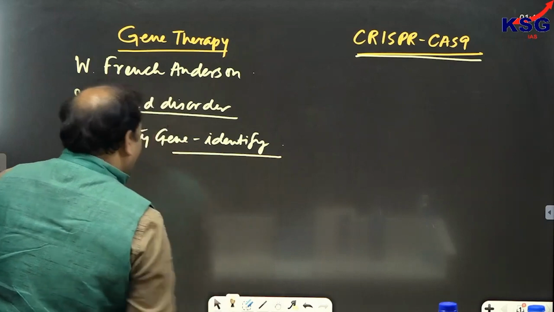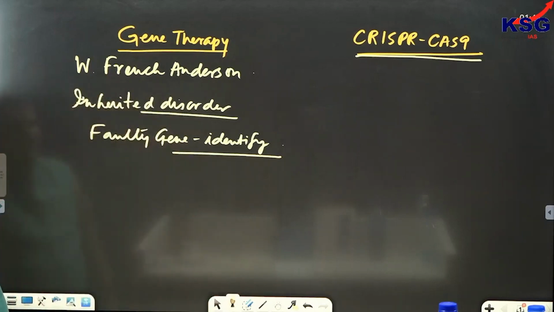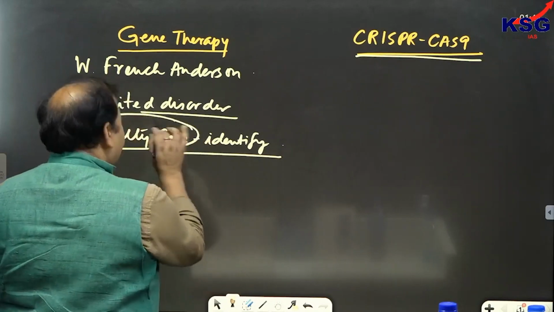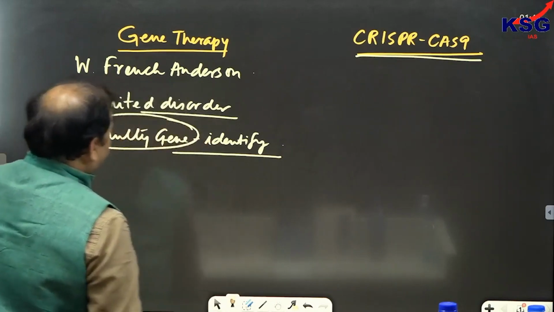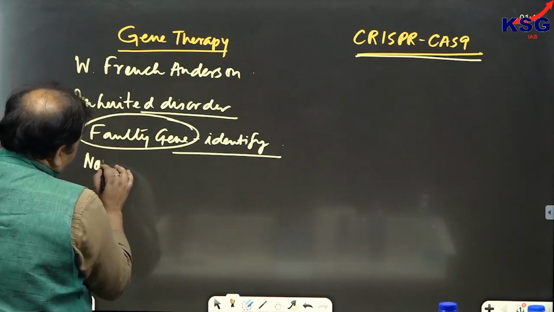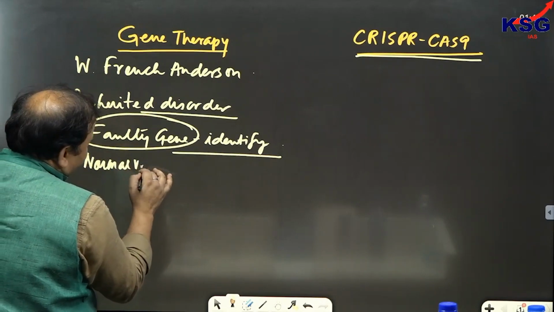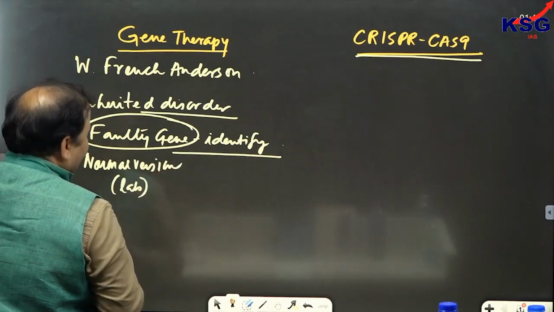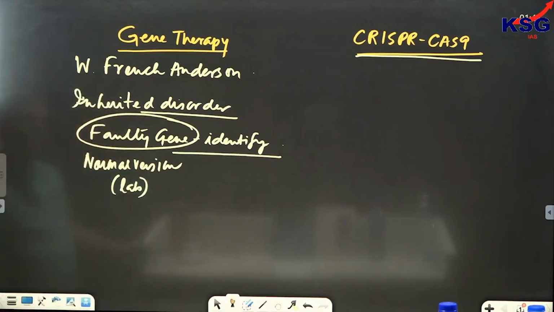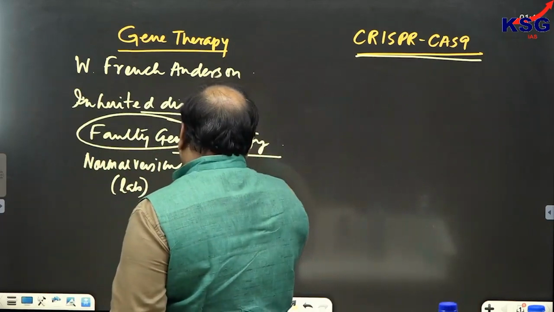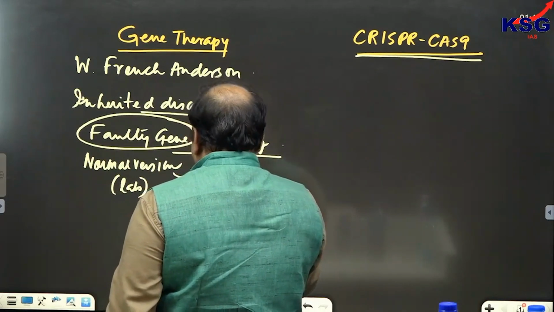Clear? Faulty gene would be identified. And then, if there is a genetic disorder, there would be a faulty gene responsible for it. Then we can see that the normal version of this gene is developed in the lab. The faulty gene is identified, and the normal version is developed in the lab, but the normal version is developed by cloning.